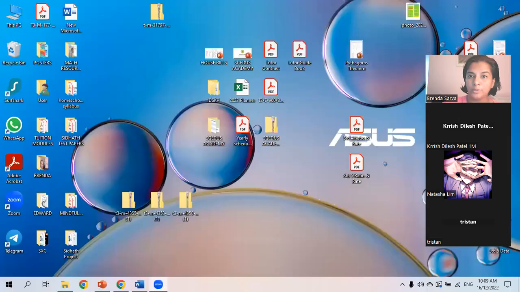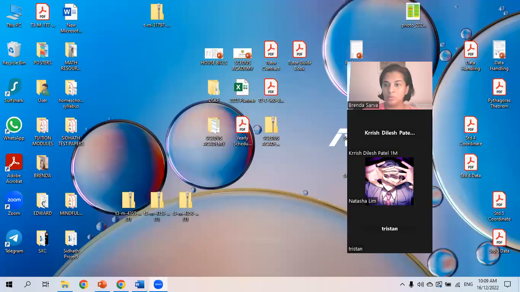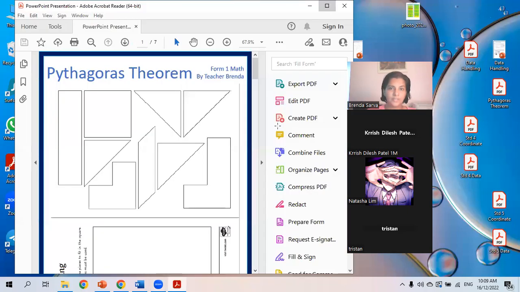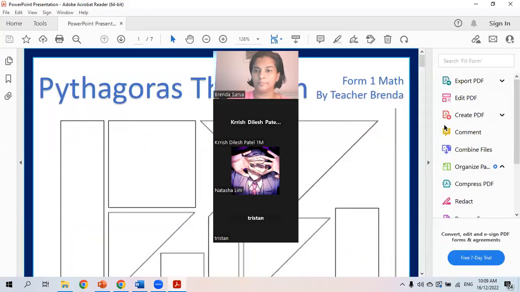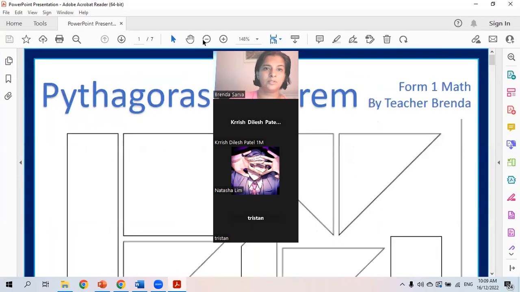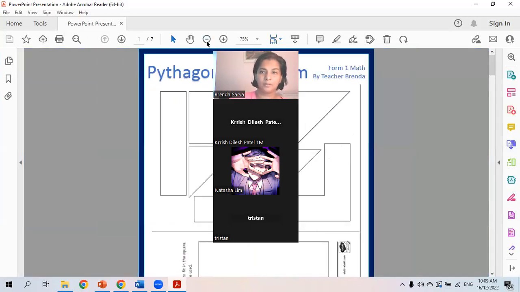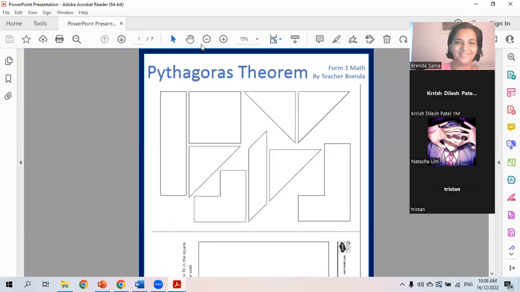Now we will look at your module. I will have a quick go through your module because I think you can then do all the questions there already. Can you see the screen on your side? The module? There's only 7 pages here. Most of the time we do more than 7. But yeah, that's about it.